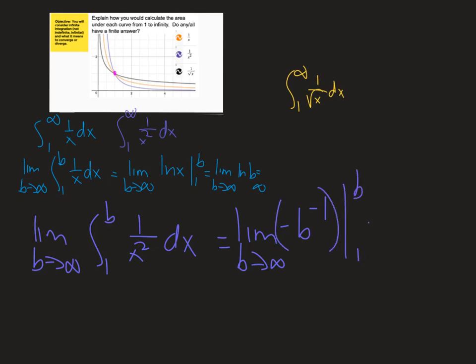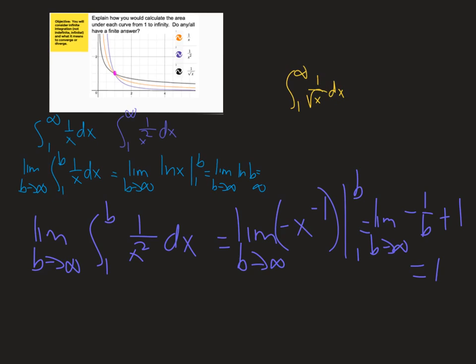That's going to be from 1 to b, which is the limit as b goes to infinity of negative, I put a b there, that should be an x, I'm sorry. Got ahead of myself. Negative 1 over b minus negative 1. Well, as b goes to infinity, 1 over b goes to 0. So that's going to be 1.